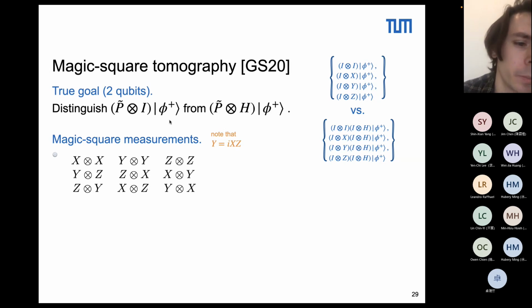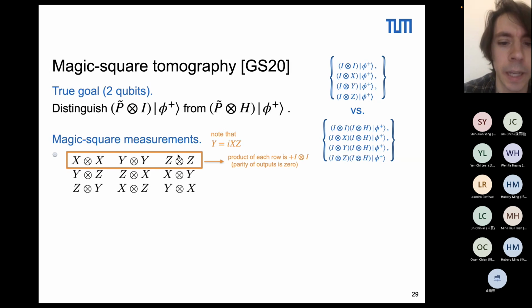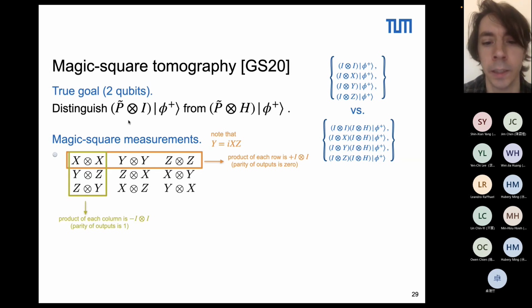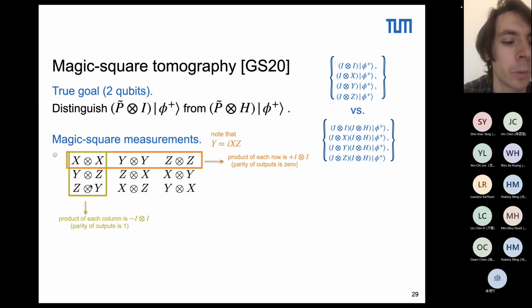Then the property of this magic square is that if we take the product of every element of one row, for any row, the product is going to be plus identity. And if we take a column, then it's going to be minus identity. So in computer science notation, what it means is that the parity of the outputs of a row is going to be 0, and the parity of the outputs of a column is going to be 1.